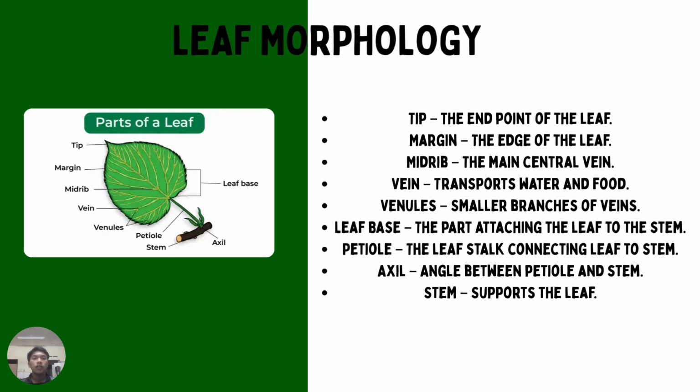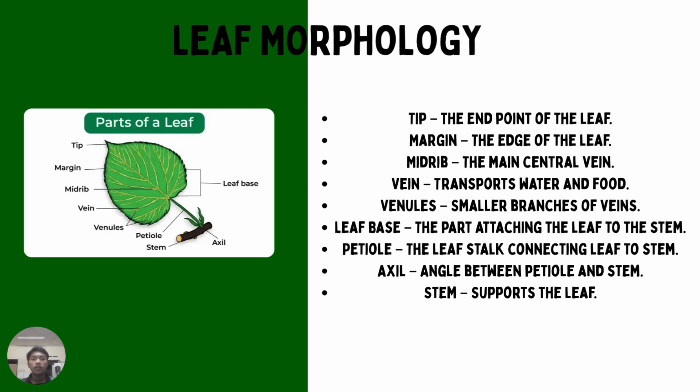We go to the leaf morphology. We have the parts of the leaf. First, the tip, the end point of the leaf. Margin, the edge of the leaf. Midrib, the main central vein. Veins transport water and food. Venules, smaller branches of veins.